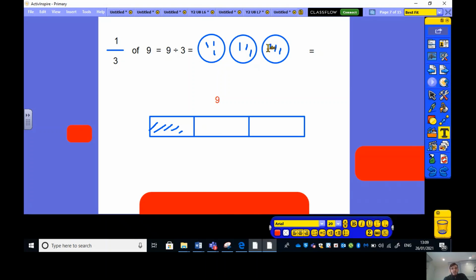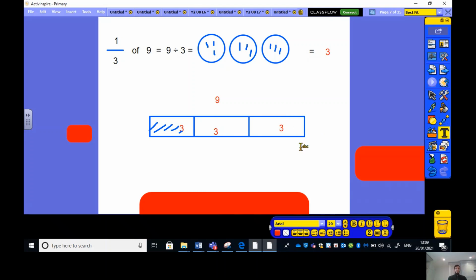1, 2, 3, 1, 2, 3, 1, 2, 3. This means each third of 9 is equal to 3. This third of 9 is equal to 3.